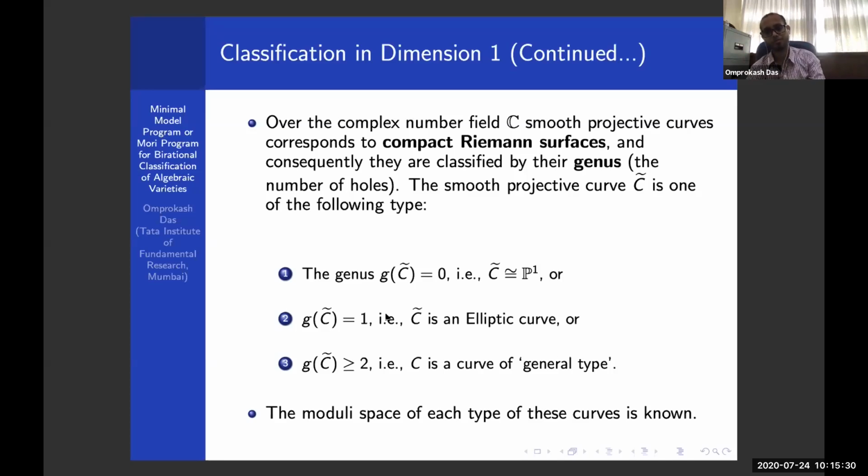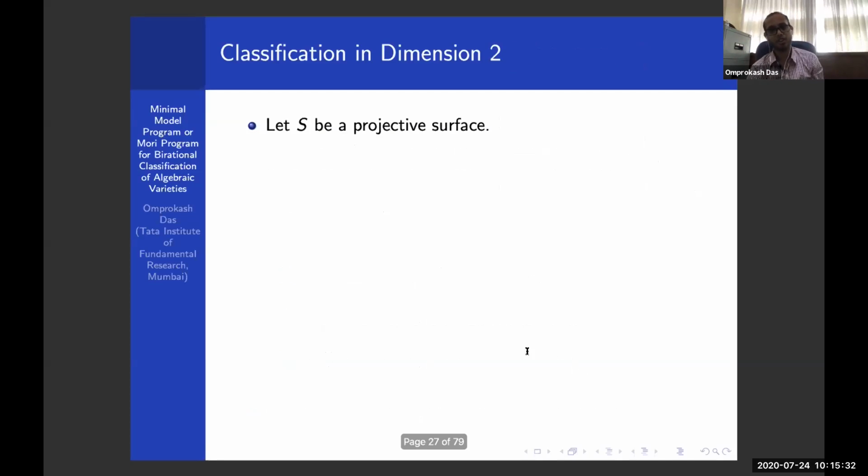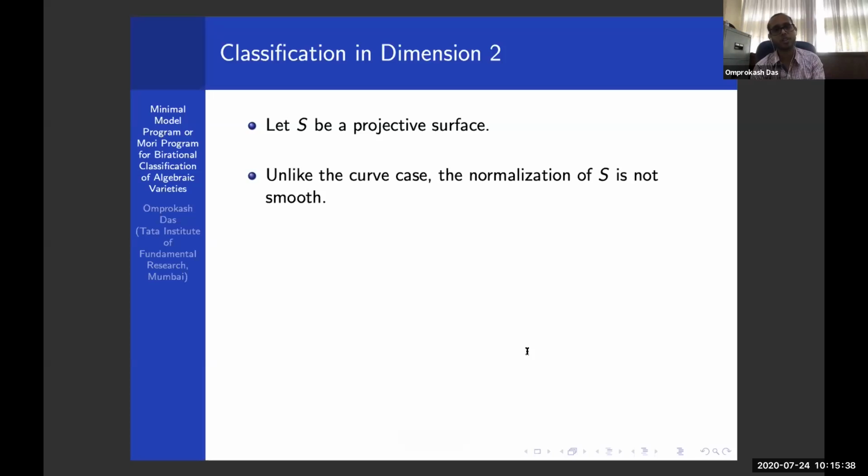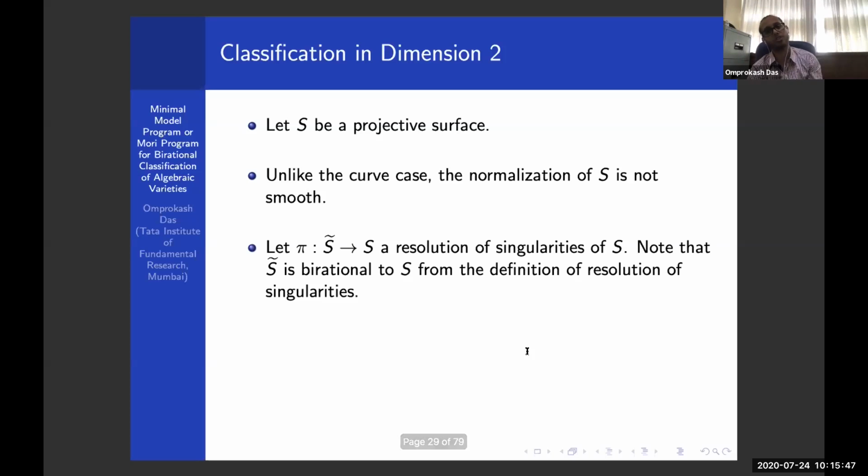The next thing is surfaces, dimension 2. Now let's go to dimension 2, n equals 2. Let's start with a projective surface S. Now, unlike the curve case, if you normalize S, that is not a smooth surface. Normalization does not give a smooth surface in dimension 2. So what we do is take a resolution of singularities.